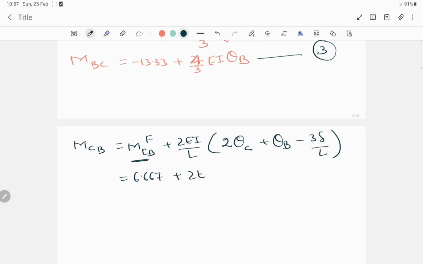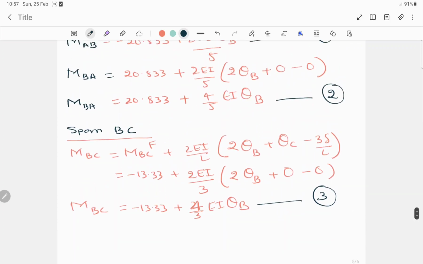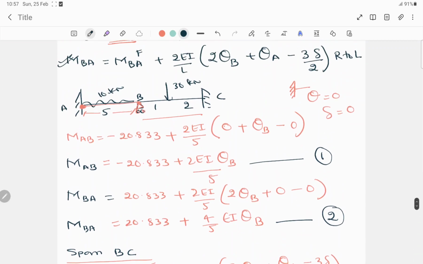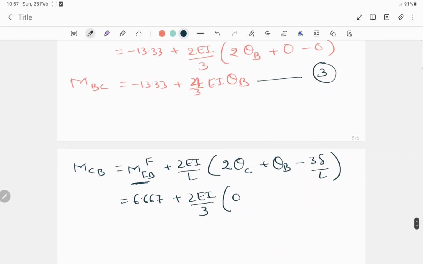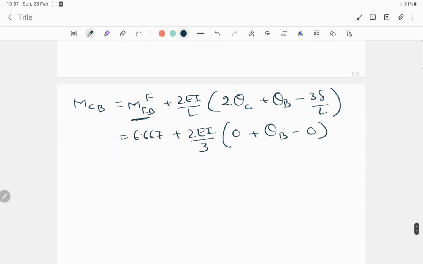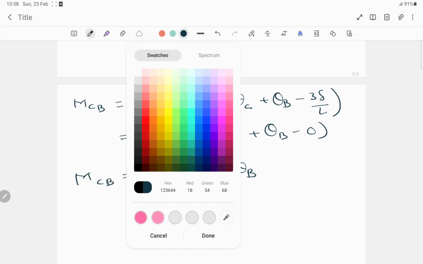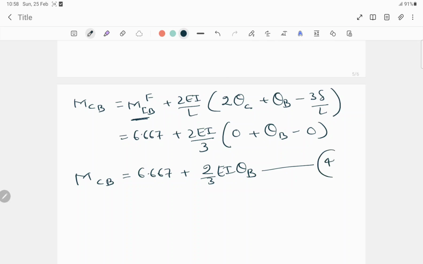6.667 plus 2EI by L is 3. So here this theta C point is fixed, so it will be 0 plus theta B, something will be there, minus theta is 0. Okay, so now the equations becomes 6.667 plus 2 by 3 EI theta B, moment about C to B. Let it be equation 4.